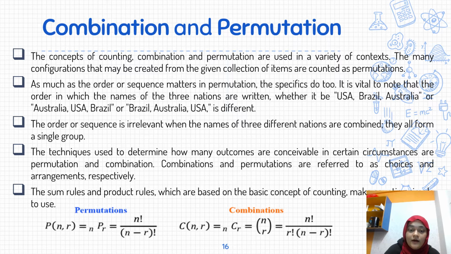The techniques used to determine how many outcomes can be combined in certain circumstances are permutation and combination. Combination and permutation are referred to as choice and arrangement respectively. The sum rule and product rule are based on the basic concept of counting.